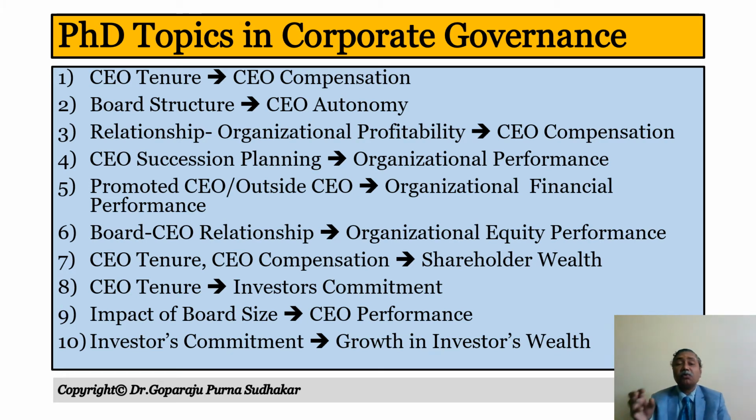Next, impact of board size over CEO performance. See, for example, different organizations will have different board sizes. Some companies will have 8 members on the board, some companies will have 10 members, some will have 12 members. Is there any ideal size of the board of directors which is impacting the CEO performance? That can be studied further.